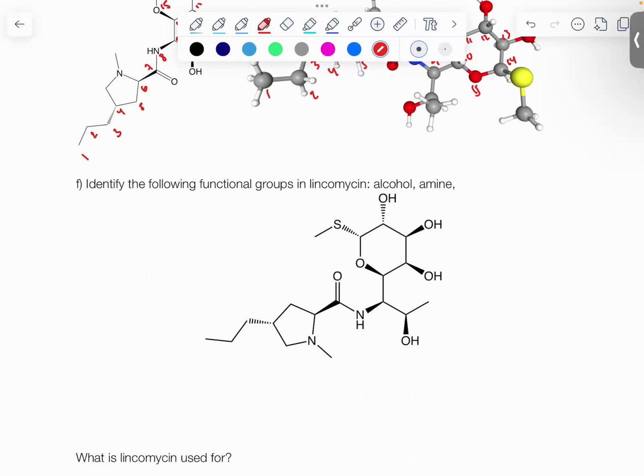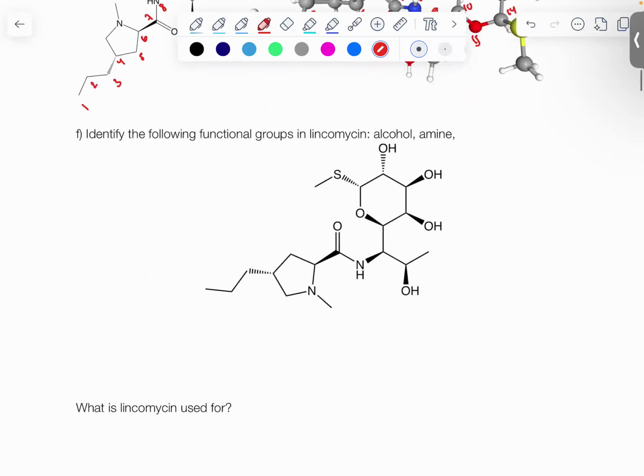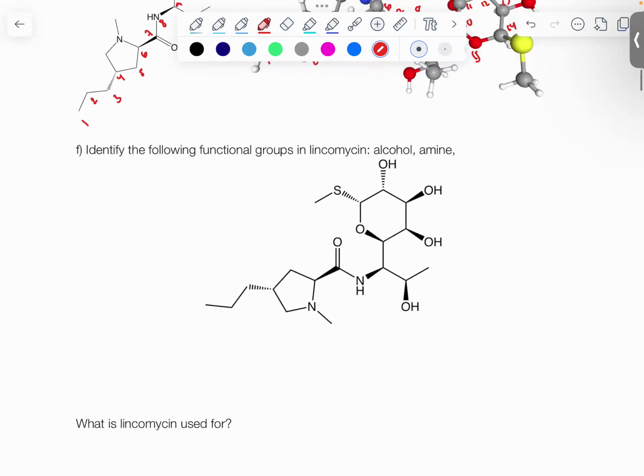So now we can identify our functional groups. I don't know why my picture is cut off here a little bit, but we're looking for alcohol, amine, ethers, thioethers, thioester, and amides.